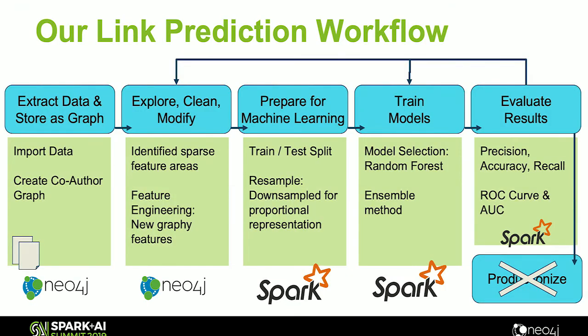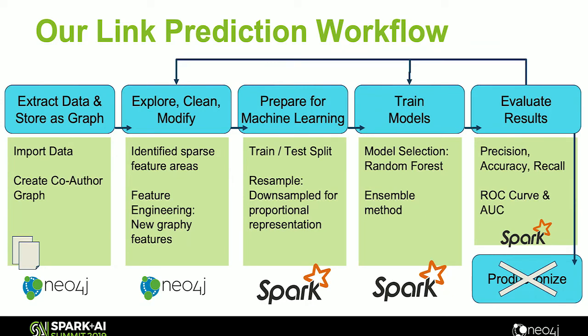The workflow started, as you might expect, with getting the information into Neo4j. We created a co-authorship graph. And then we, of course, did the typical explore and cleanse. We identified some sparse areas like you would want to do. And then we did our feature engineering, and I'll show you a couple slides on some more specifics on that. Of course, then we needed to prepare for train and test splits and look at our samples. We did that in Spark.